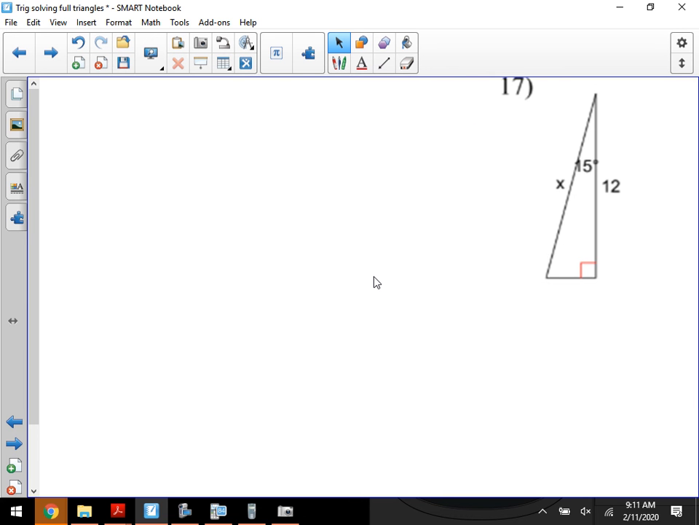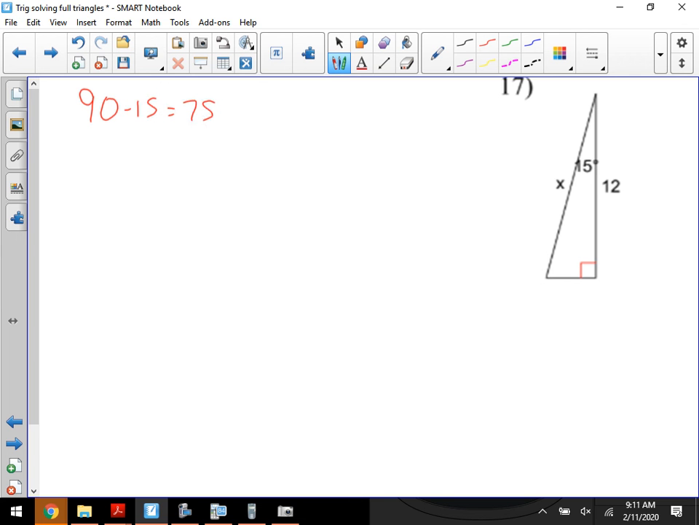So that's a 15. I don't know if any of you thought that was a 5 by mistake. So first thing we do is find that third angle. So we take 90 minus 15. What do you get? Okay, good, 75. So we know right away, take 90 minus the 15, we get 75. There's our first angle.